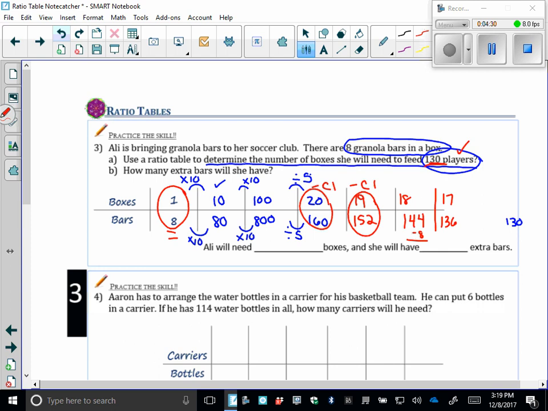But if I take away another box, there wouldn't be enough bars for everybody. So we'd say Allie will need how many boxes? 17. And how many bars does she have left over? 6. Okay, in a minute let's make it more efficient. But Kiki, it's actually a good start for the first day of ratio tables.